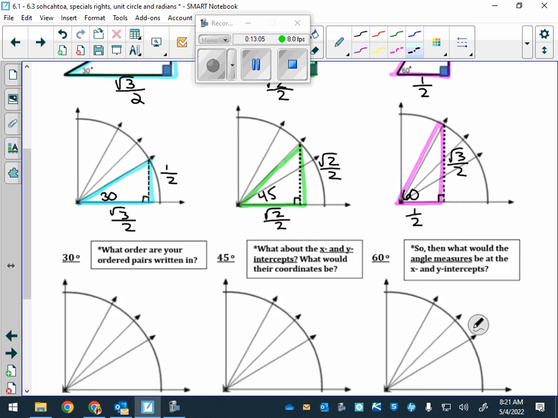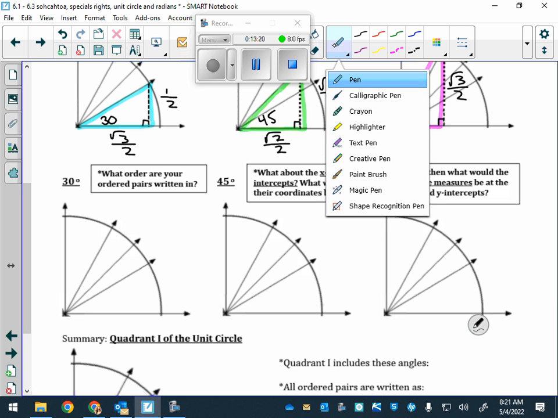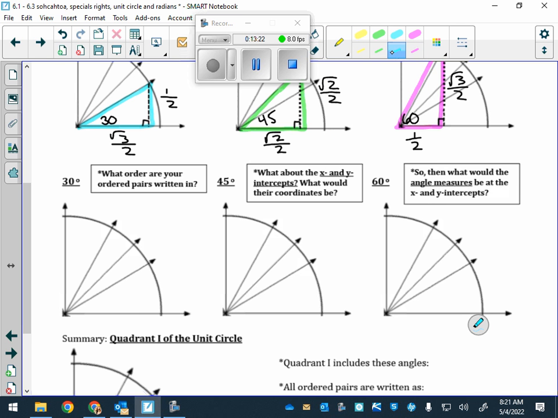Okay, so now we are going to eliminate these two lines and just highlight this first line here. We're going to highlight this line as our 30-degree angle. We took out the other two pieces, the two sides of our triangle.